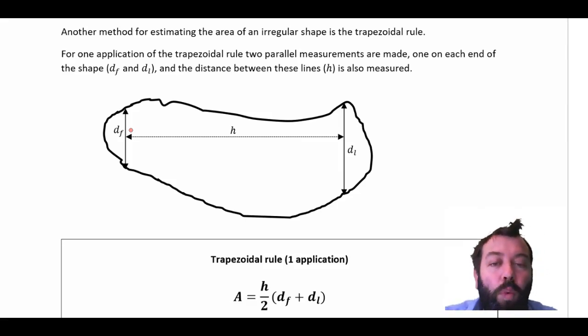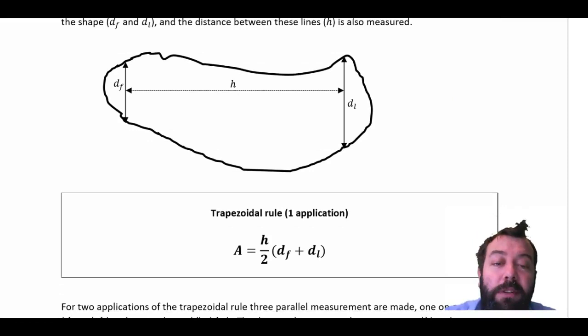Nonetheless, for one application of the trapezoidal rule, I need two measurements that are parallel to each other, and I need to know how far apart they are. And then using the area of a trapezium, the average of my parallel sides, multiplied by the distance between them, that will give us an approximate calculation of the area. And you can see there's that formula there.